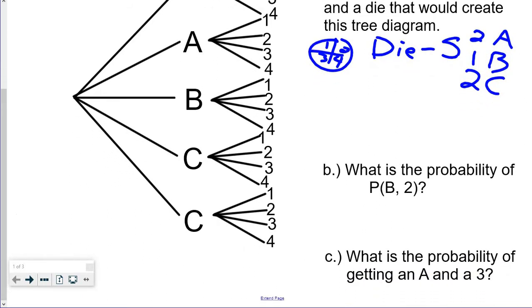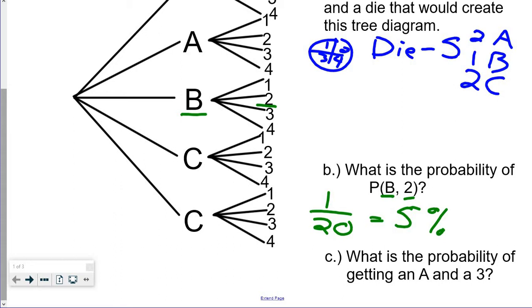So what is the probability of B and 2? To do this, we know that there's only one B, and there's only one 2. So we have 1 out of, there's 4, 8, 12, 16, 20. So it's 1 out of 20 equals 5%. 1 divided by 20 is 0.05, and then you multiply that by 100, and you get 5%.